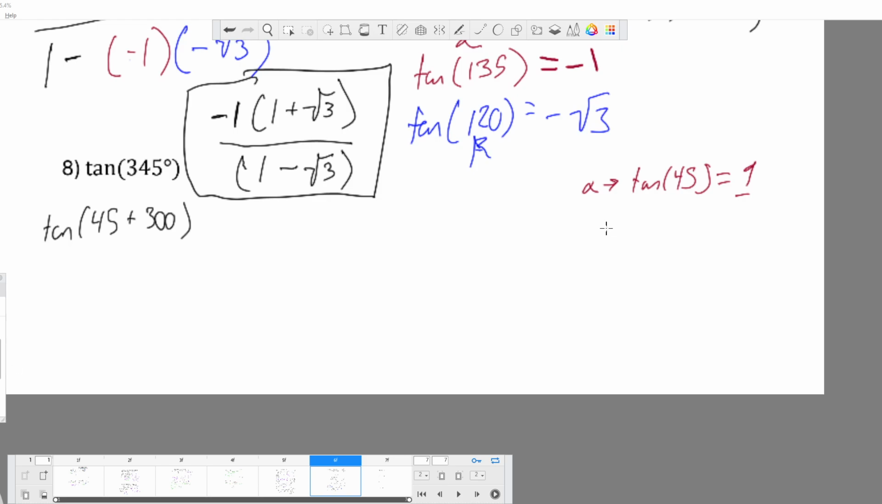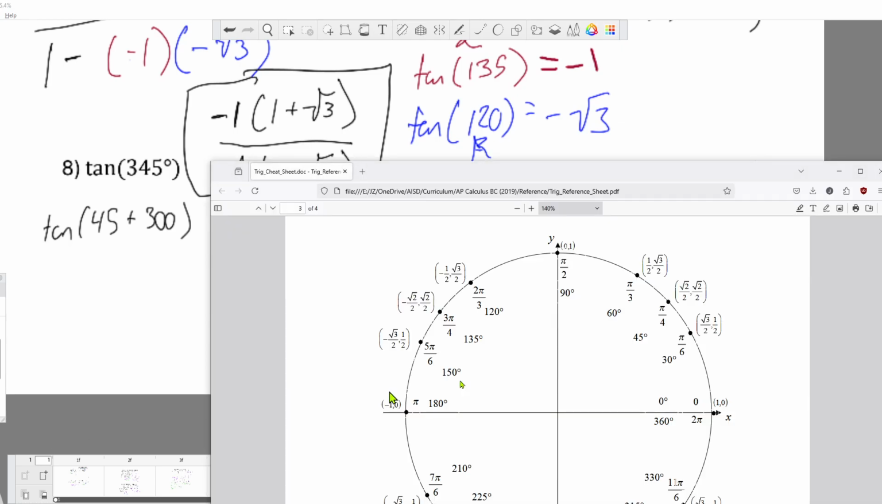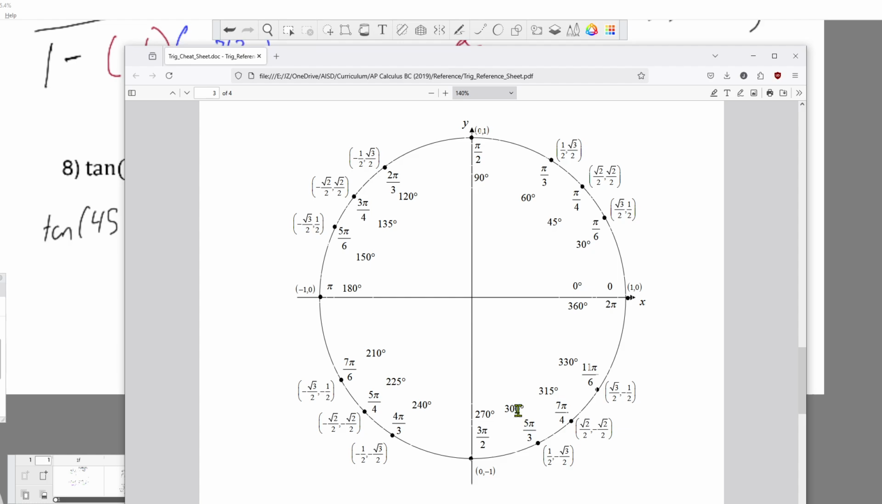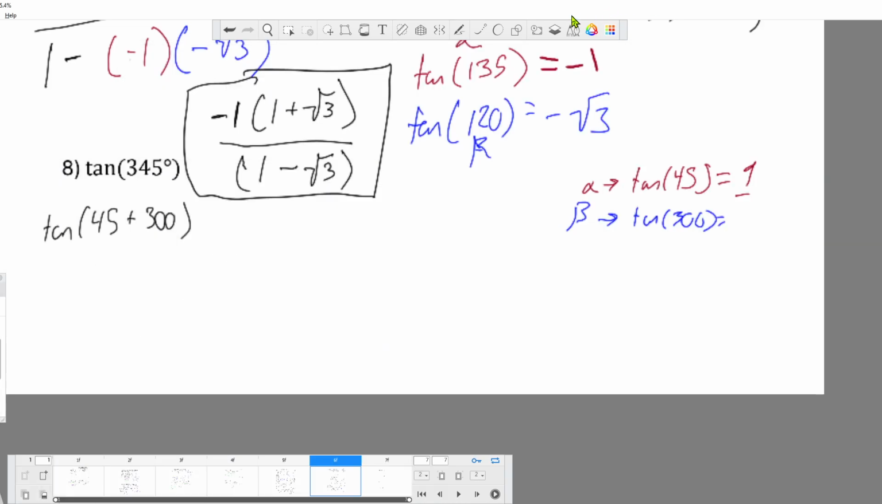And then beta is tangent of 300. And I'm going to look at my unit circle for that. 300, remember, it is y over x. So that would be negative square root of 3 over 1. So just negative square root of 3.